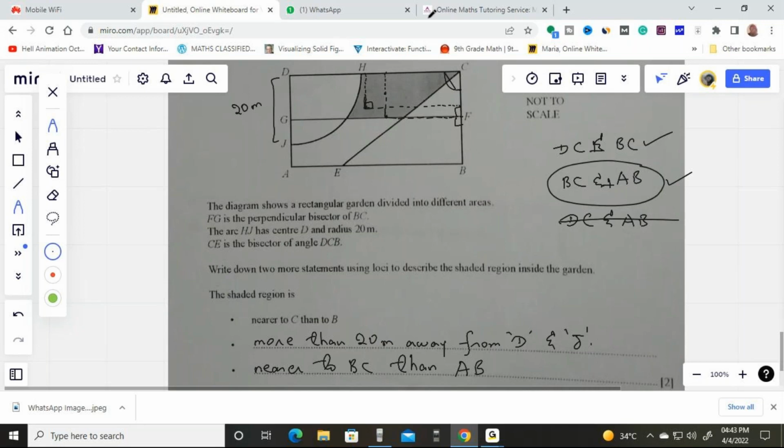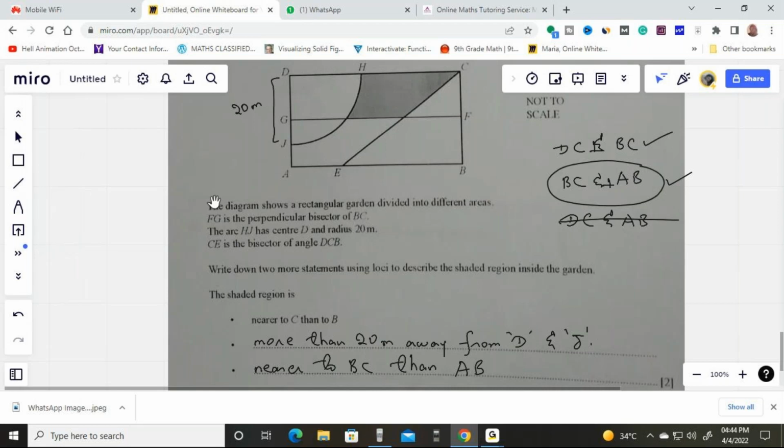Or if you pick up BC and AB, this is also understood. If you pick up this point, perpendicular distance from BC, perpendicular distance to AB, this is nearer to BC than AB. So always use the lines which are perpendicular while writing the statement. Don't use a parallel lines combination. These are the two statements that we have just done. I hope it's clear. Now you move on.